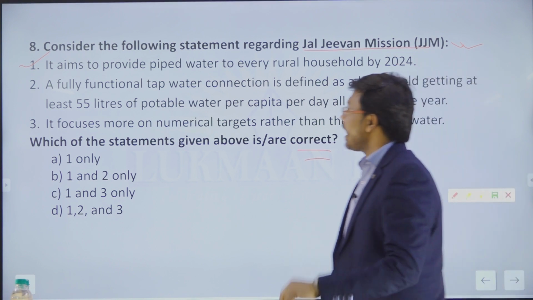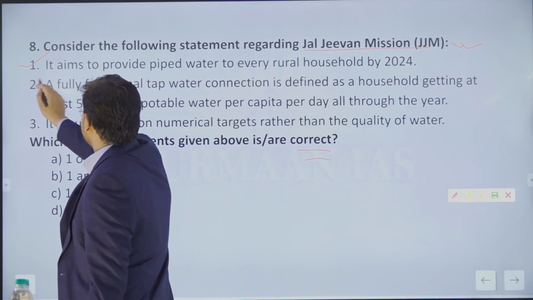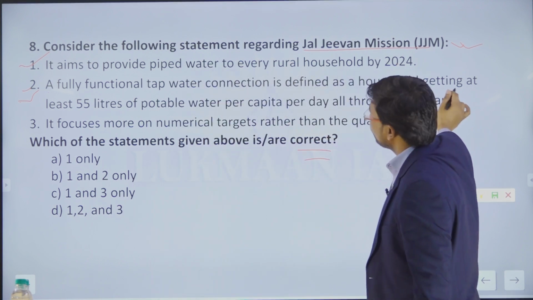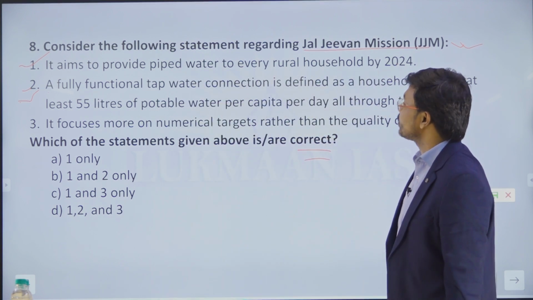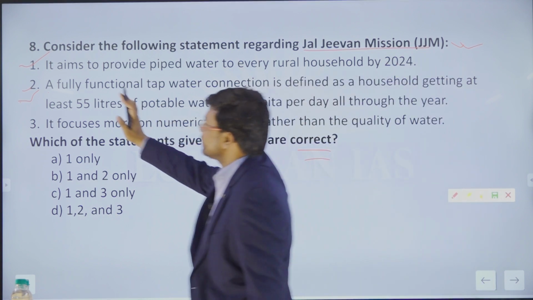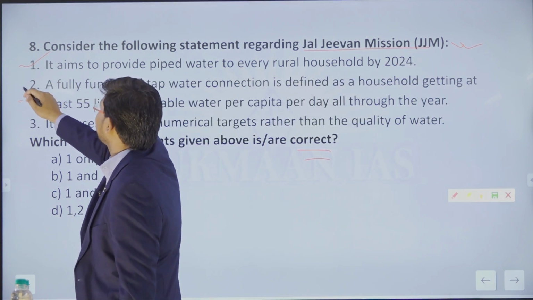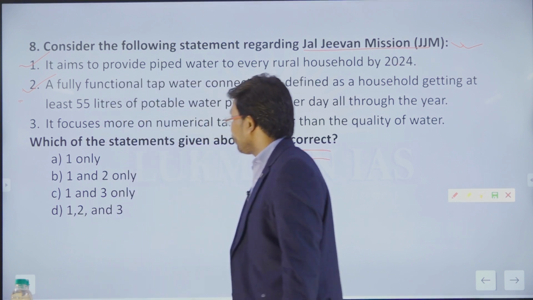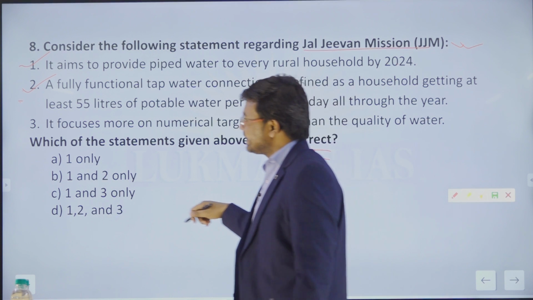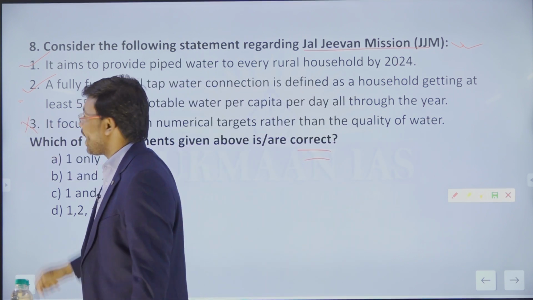Then second, a fully functional tap water connection is defined as a household getting at least 55 liters of potable water per capita per day all through the year. This is also correct. Third, it focuses more on numerical target rather than the quality of water. This statement is incorrect. Why is it incorrect?